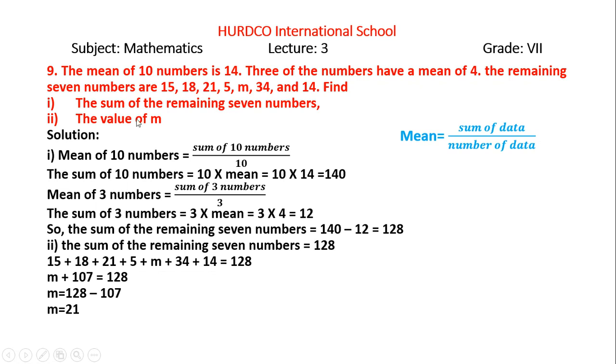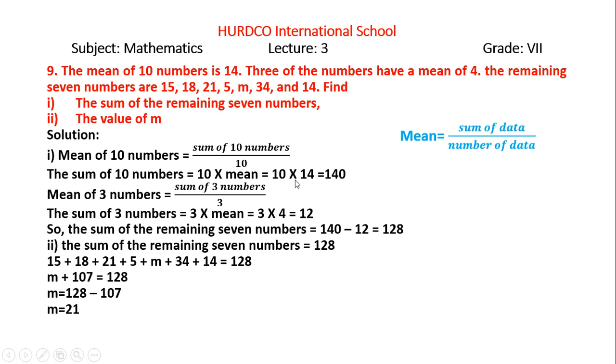Then how to do? What we know, mean equals sum of data divided by number of data. So mean of 10 numbers is the sum of 10 numbers divided by 10. Do the cross multiplication: the sum of the 10 numbers is 10 into mean. Here it is given 10 numbers, mean is 14. So 10 into 14 is equal to 140.